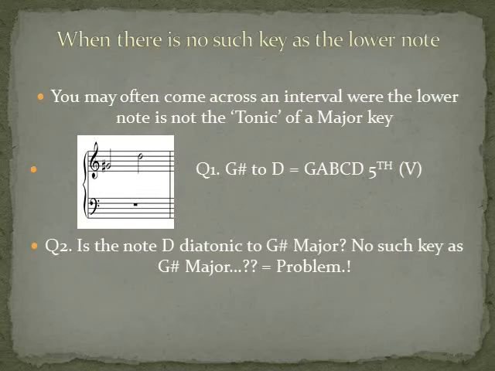Now, what happens if you come across one where the lower note doesn't exist as a tonic of a major key? In this example, we've used G sharp to D. Let's go through the motions. Okay, G to D is a fifth. So we're going to have a diminished, a perfect, and augmented. Is D diatonic to the scale of G sharp major? Well, there's no such key as G sharp major, so we've got a problem on our hands.